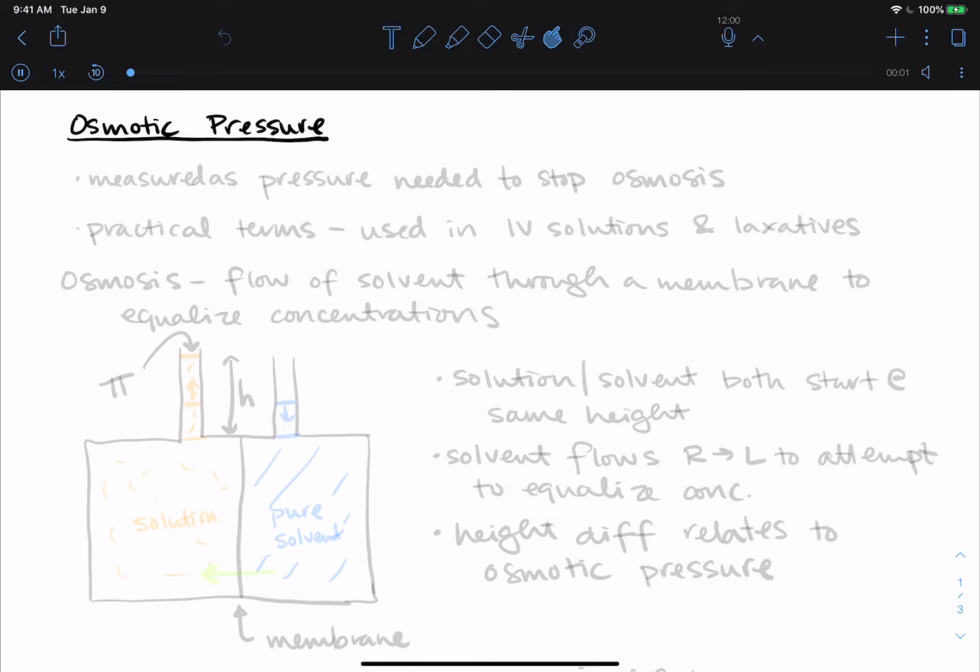The last colligative property that we have to talk about is something called osmotic pressure. So this is measured as the pressure needed to stop osmosis, which is a bit of a circular definition, but don't worry, I'm going to draw you a picture.